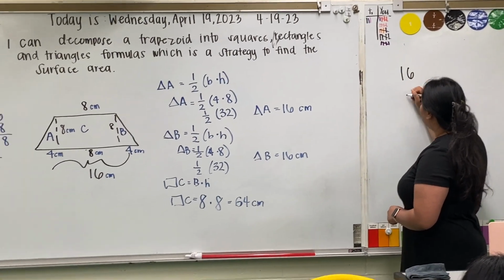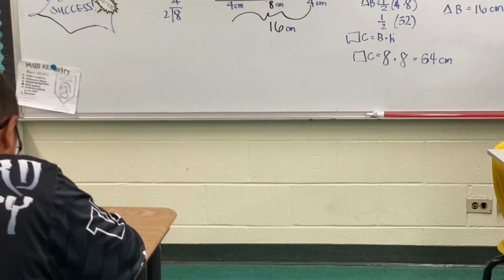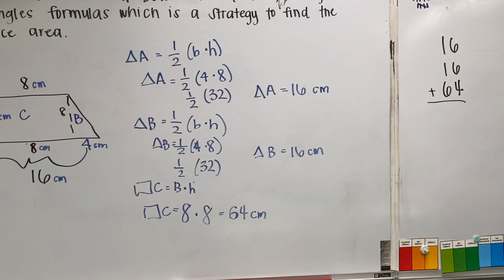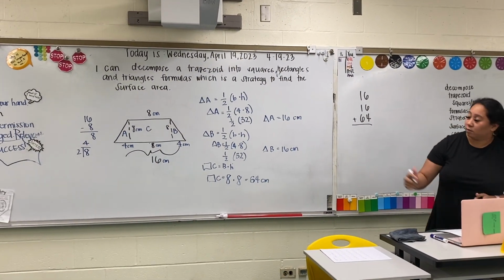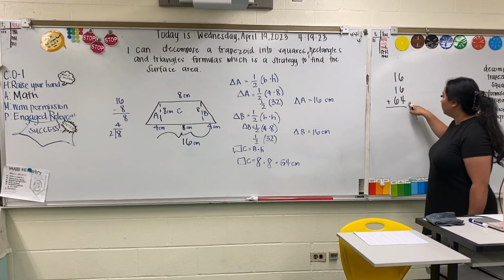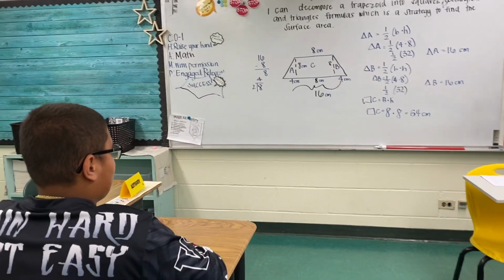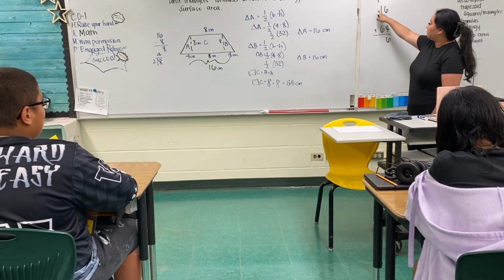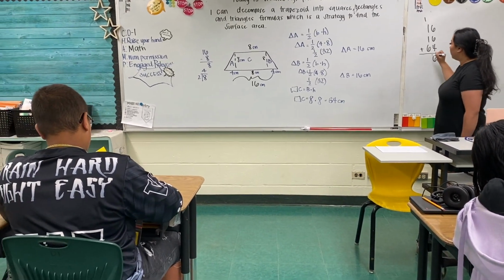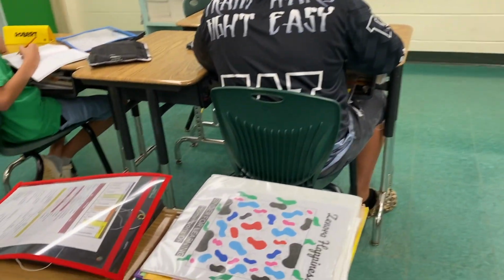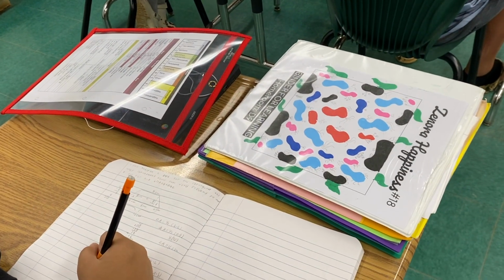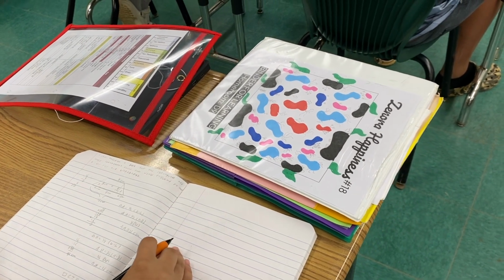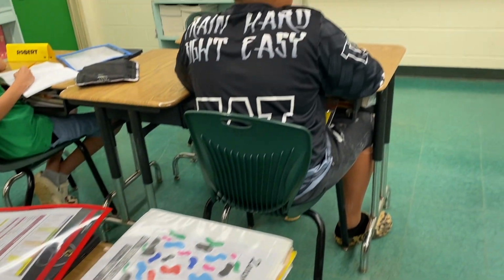Okay, we have 6 plus 6 is 12. 12 plus 4, 16. Drop the 6, carry the 1. 6 plus 1, 7, plus 1, 8, plus 1, 9. 96 centimeters. 96 what? Centimeters. But we're finding the surface area, so square centimeters. Good.